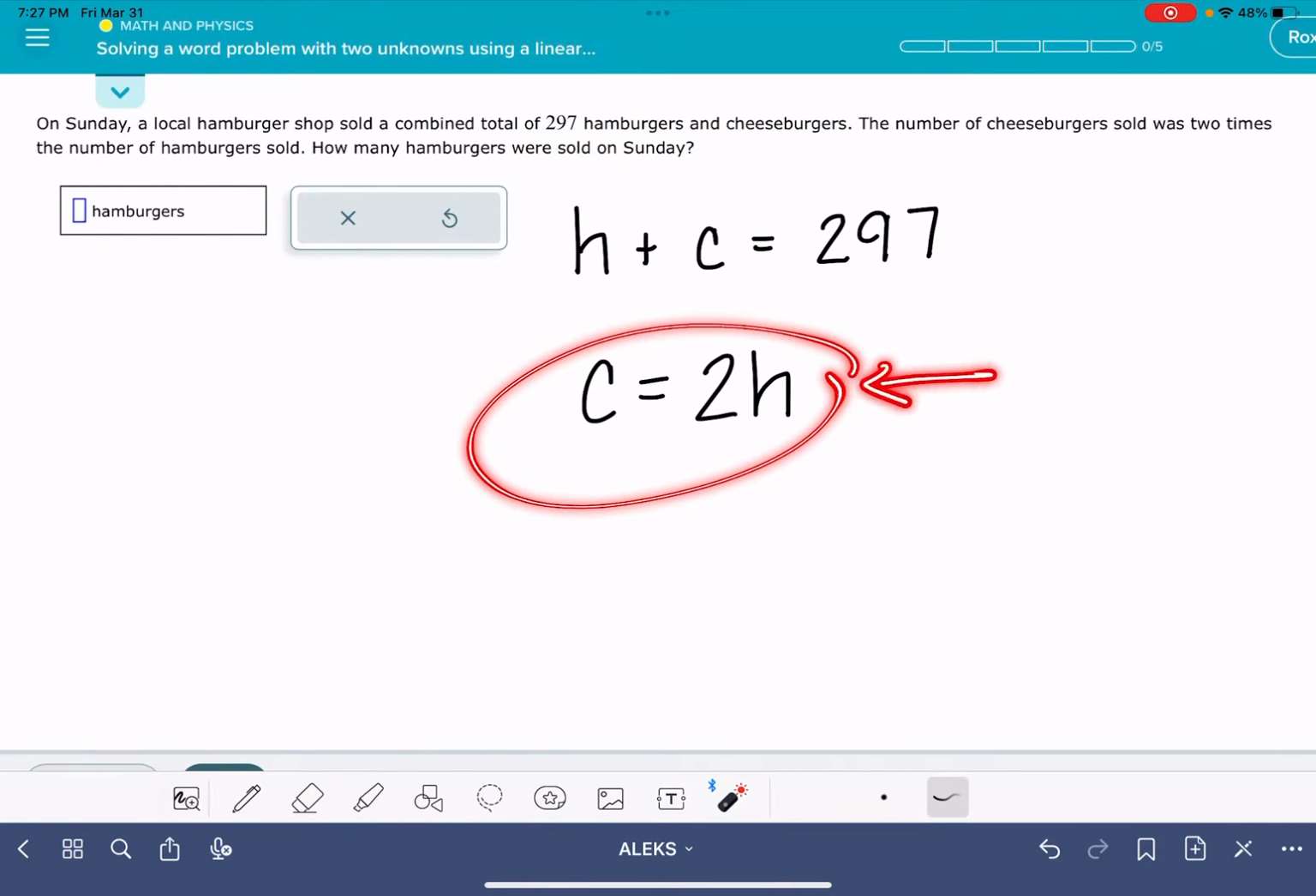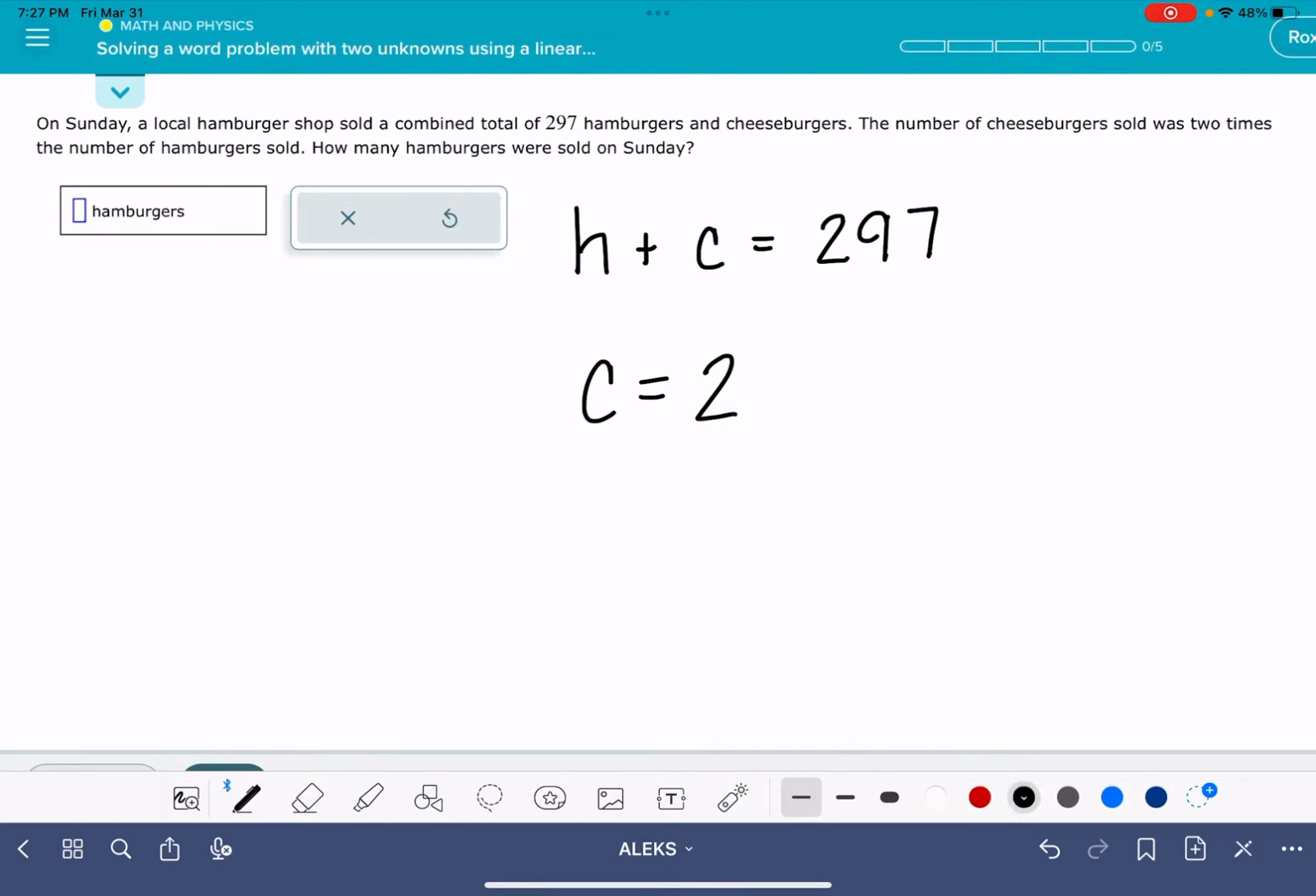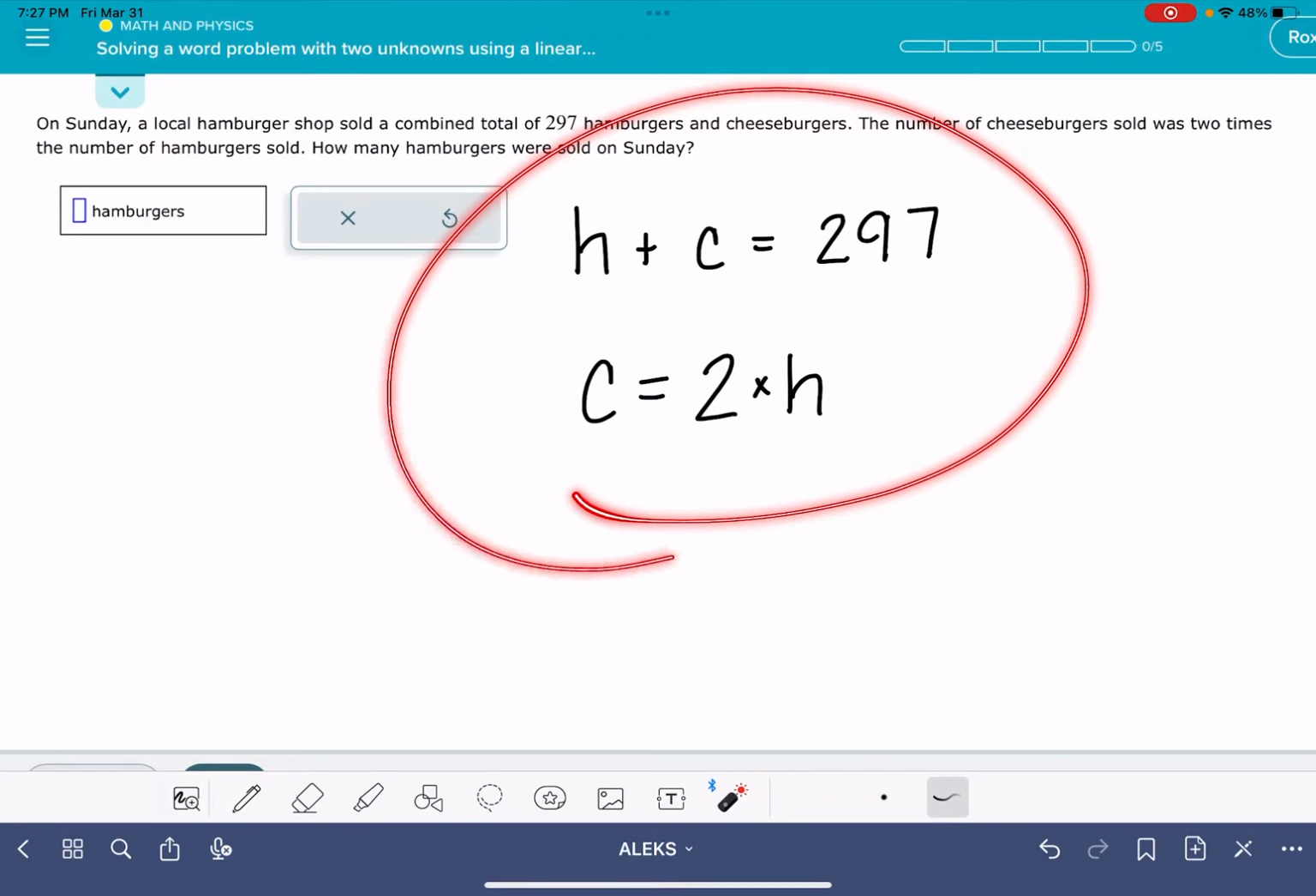But this equation is a little bit trickier. The number of cheeseburgers is 2 times the number of hamburgers. So 2 times the number of hamburgers. Maybe it makes it a little bit more friendly if I write it like that. Cheeseburgers equals 2 times hamburgers. So what am I going to do with all this information?